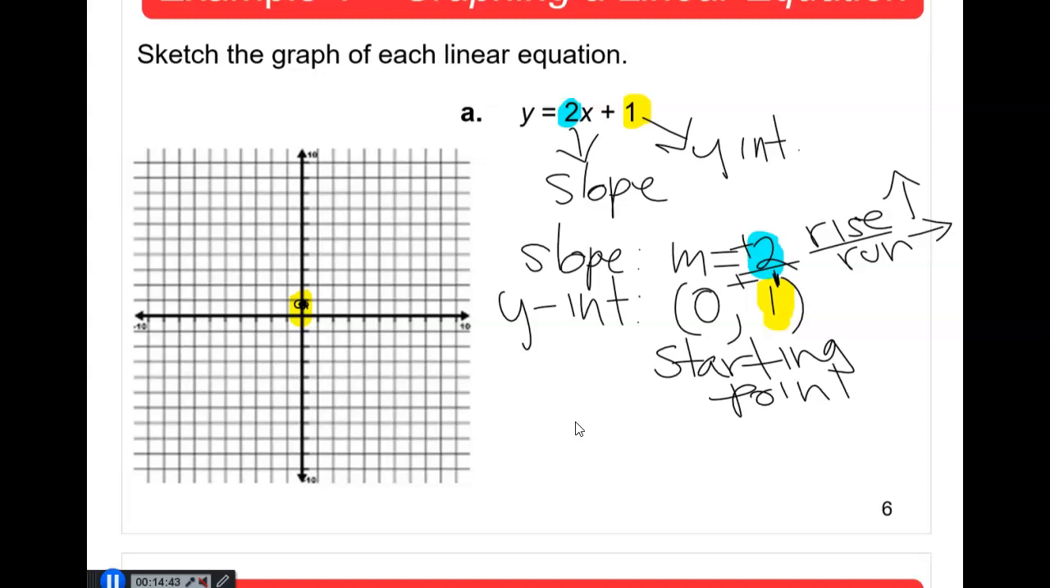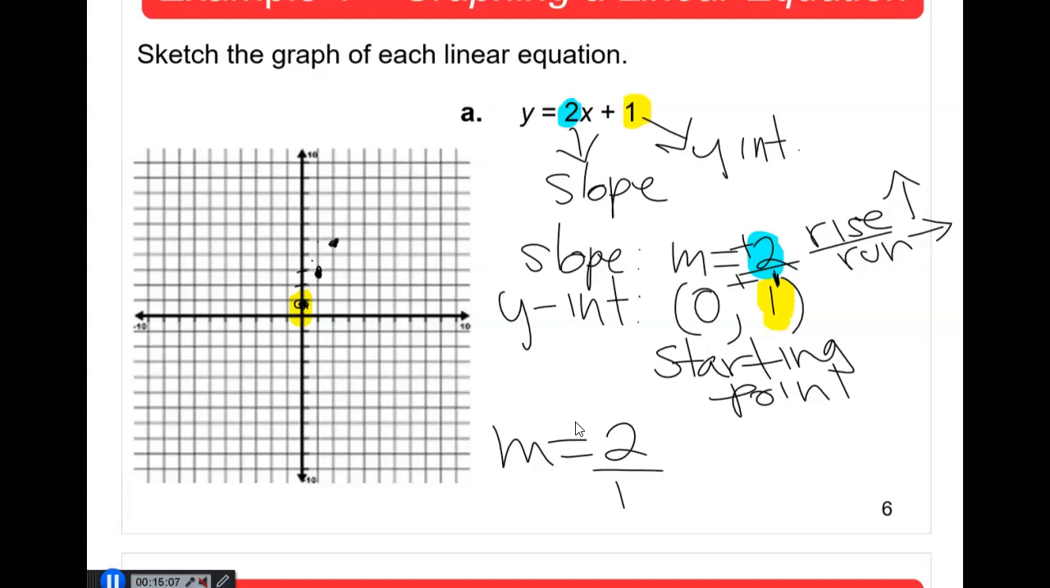Okay, so we move 2 units up, 1, 2, and then 1 to the right. So our new point will be there. We could do that again, 1, 2, and 1 to the right, if we want to get a more precise line. On WebAssign, I believe you also need 2 points.